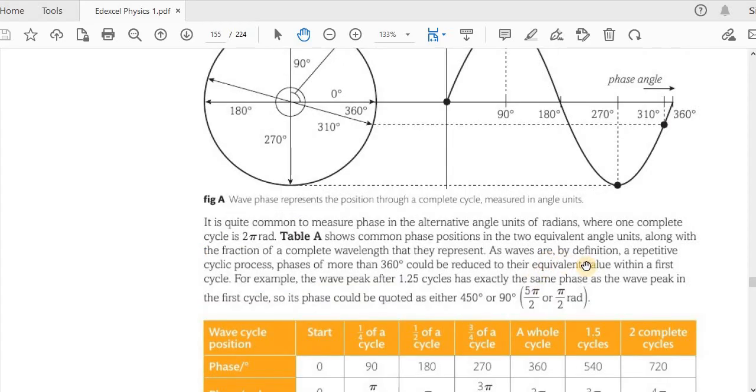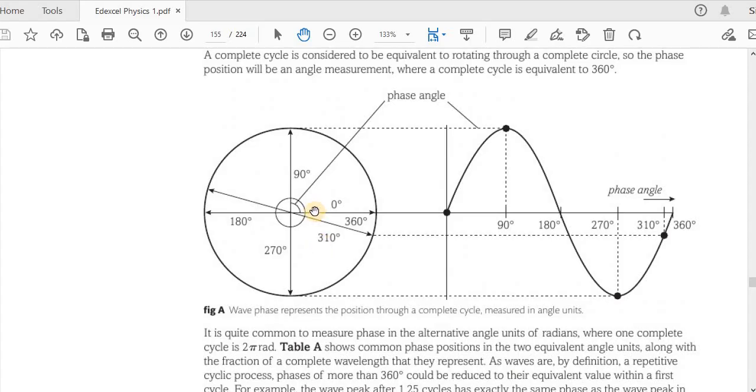As waves are by definition a repetitive cyclic process, phases of more than 360 degrees could be reduced to their equivalent value within a first cycle. For example, the peak after 1.25 cycles has exactly the same phase as the wave in the first cycle. So its phase could be quoted as either 450 degrees or 90 degrees. Now let's see. If you go from here all the way to here, that's 360 degrees. 360 plus 90 is 450. So you see, you came to the same position.